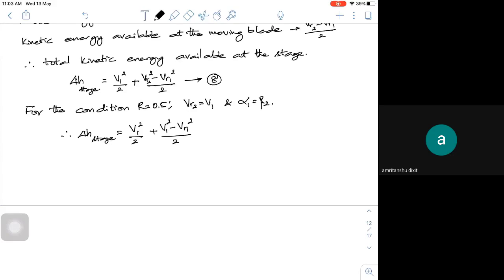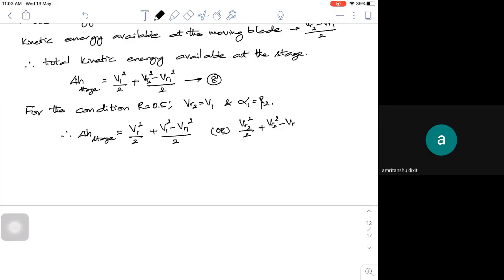Or I can retain it in terms of VR. So either I can write V1 or I can write VR2 as V1, so I can write it as VR2 square by 2 plus VR2 square minus VR1 square by 2. Either I can take it in terms of that one or this. So here V1 square by 2 plus V1 square by 2 is simply V1 square. So V1 square minus VR1 square by 2, or VR2 square minus VR1 square by 2. So I can write it in this particular expression. Let me call that as 9.